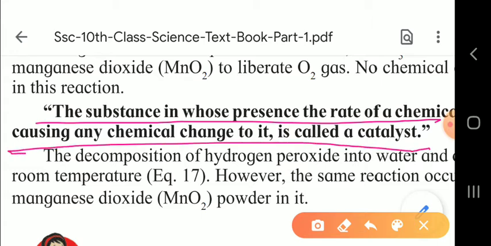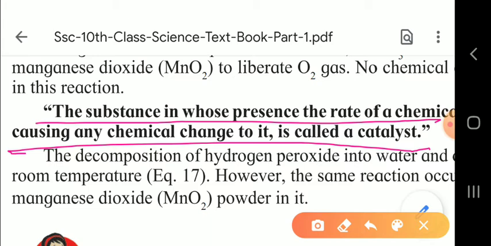The substance in whose presence the rate of chemical reaction changes without causing any chemical change to it is called a catalyst. So this point you have to underline: a catalyst is a substance whose mere presence just increases the rate of reaction, but it doesn't react with any of the reactants. That means the substance in whose presence the rate of a chemical reaction changes without causing any chemical change to it is called the catalyst.